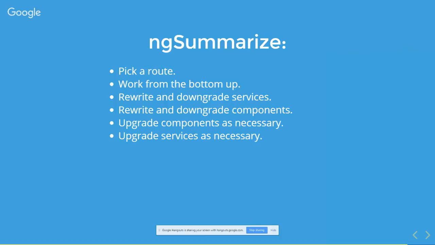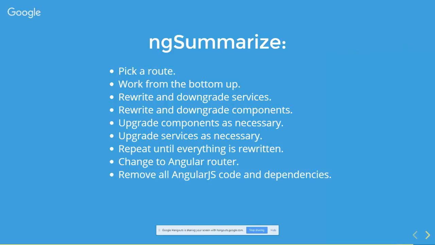So for me personally, I've found it a lot more helpful to do all the downgrading. It's easier to not break dependencies that way, but sometimes you don't have a choice. Sometimes logic is just too gnarly, or services are too big, or it's a third-party dependency that you need and you have to upgrade. And then you just repeat until everything is written, and switch to the router, and then remove everything.